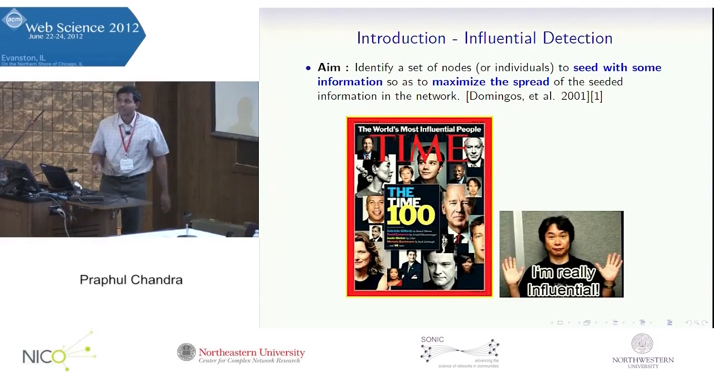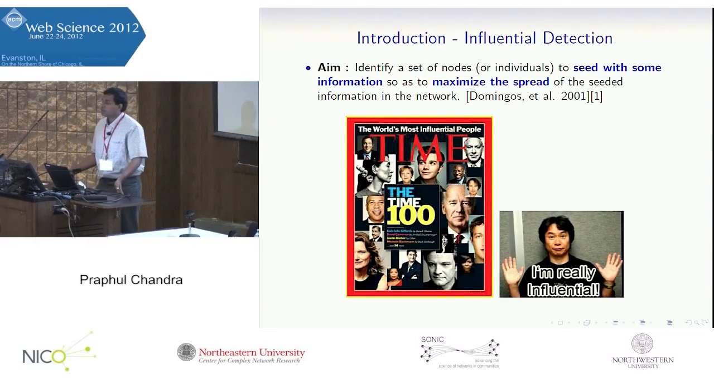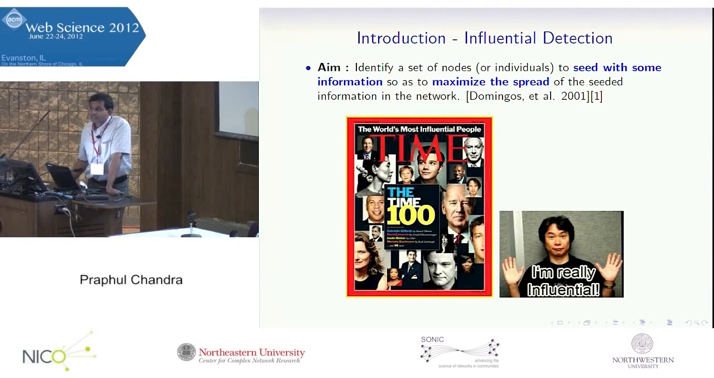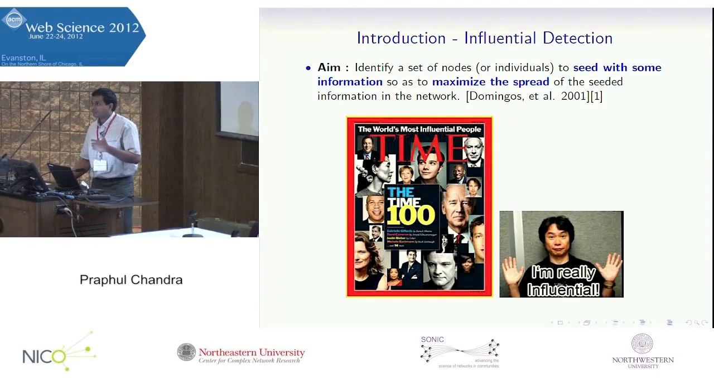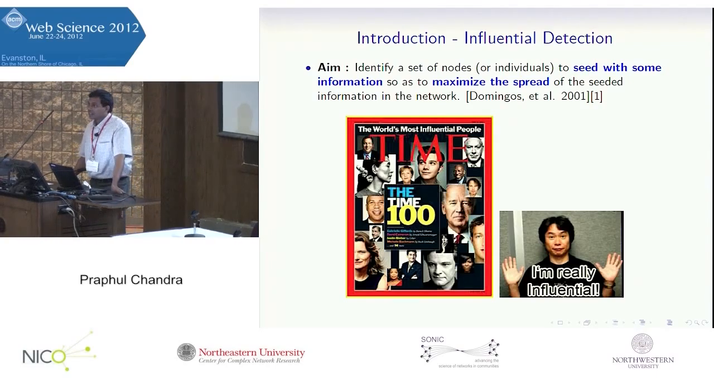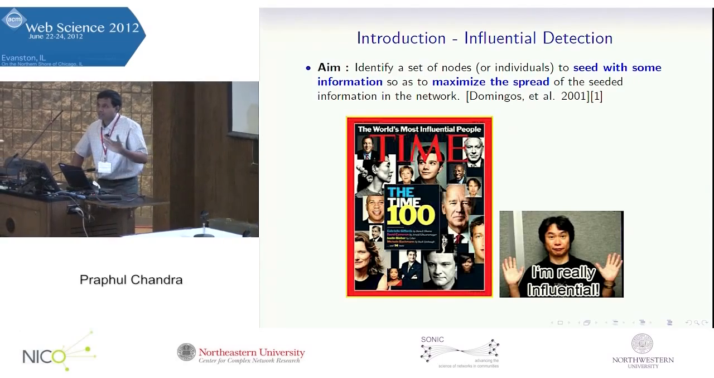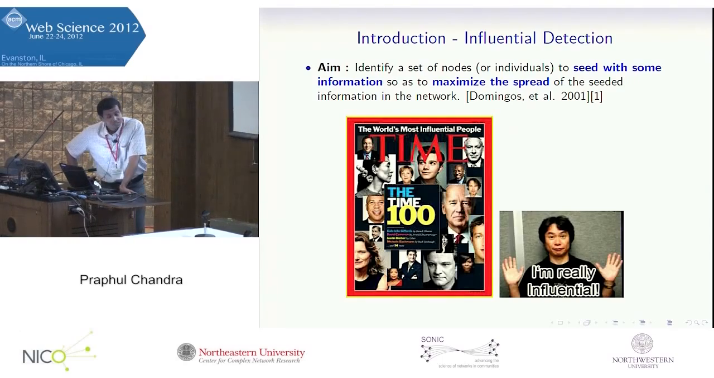Right, so as many of you might be familiar with, the problem of influential detection is nothing but finding the nodes which are highly influential in a network so that you can maximize the spread of the influence or a spread of a desired information in the network. For example, the figure on the left shows Time Magazine's issue of the 100 most influential people in the world.